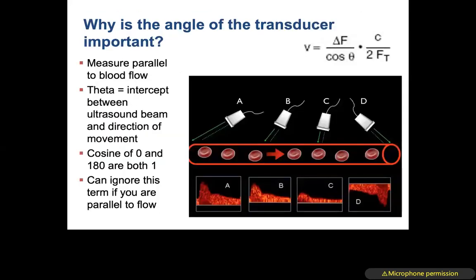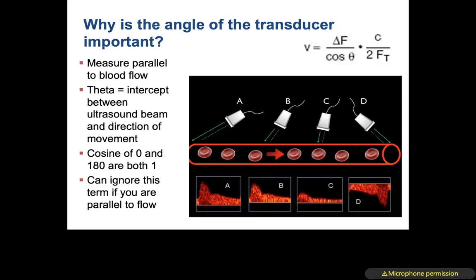So why is this angle of the transducer important? If you look at this equation right here, we have the cosine of theta. When we measure the velocity of blood, we want to measure parallel to the blood flow, where the blood is either coming at us or away from us. Theta is the intercept between the ultrasound beam and the direction of the blood. This is the angle right here. So the cosine of theta, which is what's in this equation, the cosine of 0, so you're directly with the blood, or 180, directly opposite of the blood, is 1.